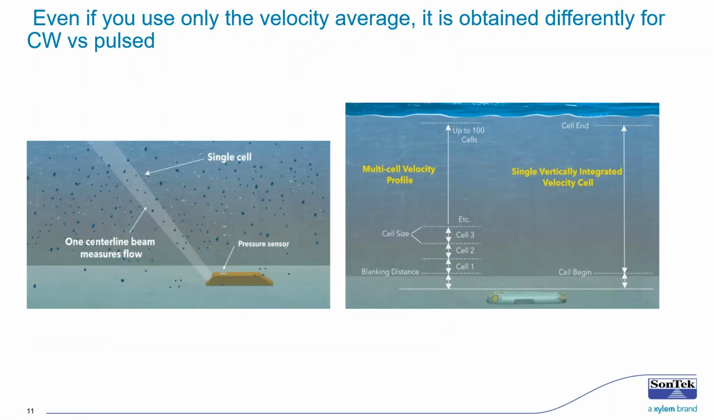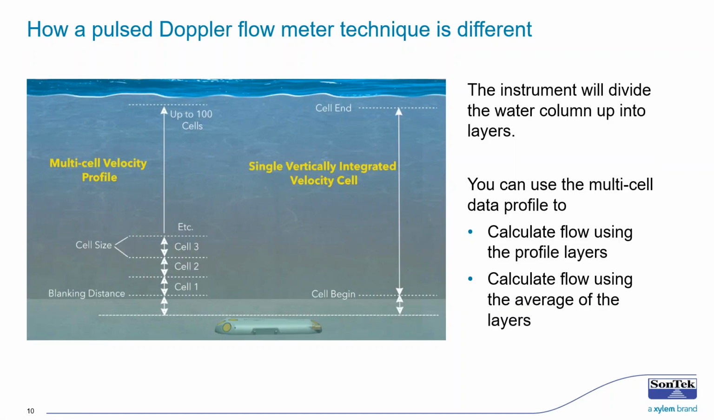And some folks on the call might be wondering, well, how does the IQ determine what the cell size is for each one of those cells? And there are two answers.